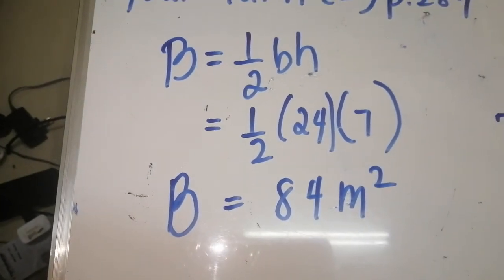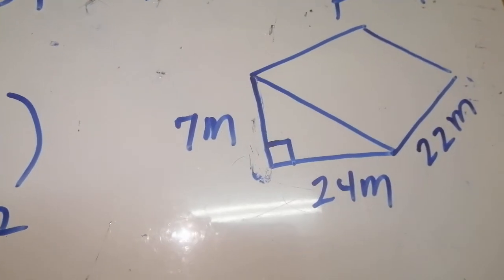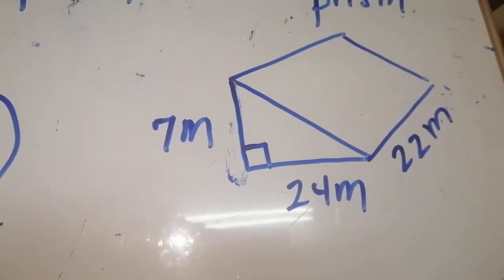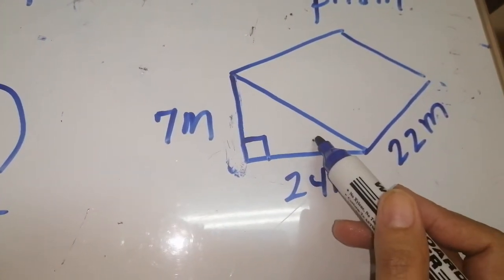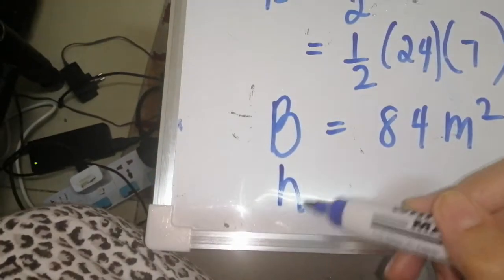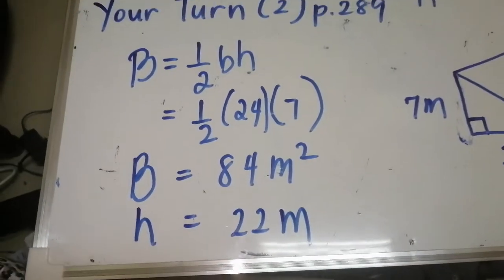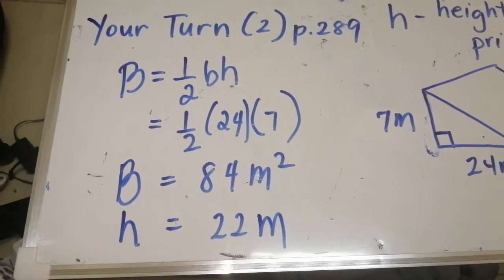After we find the base area, we find the height of the prism. What's the height of the prism? If you're going to stand this triangular prism and the base is this triangle, what will be the height? This side, and that is 22 meters. Okay, so we have the base area and the height.